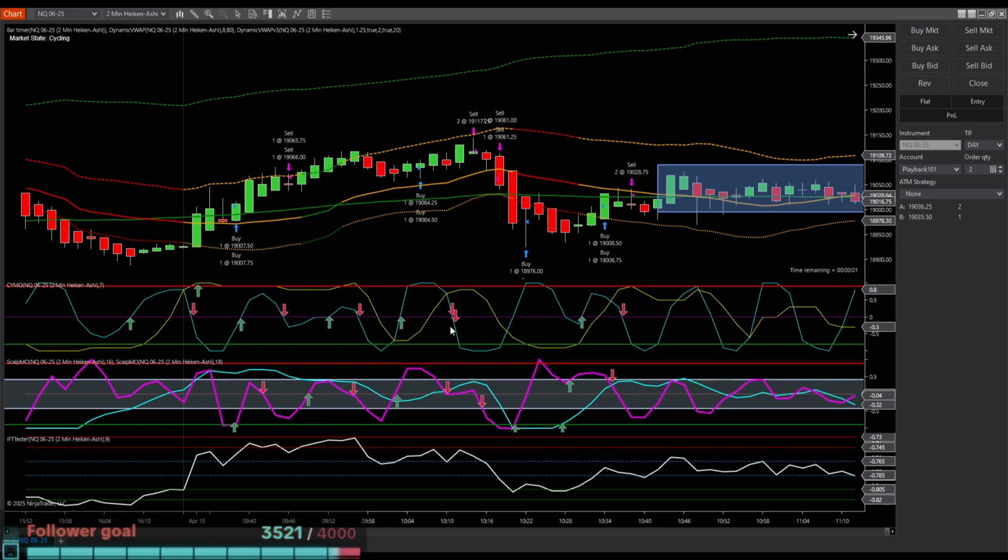These tools here, they do tell you where your entries and exits are, relative to the movement in price, okay? And that's exactly where you see the entries and exits being taken, right there on the chart, okay?